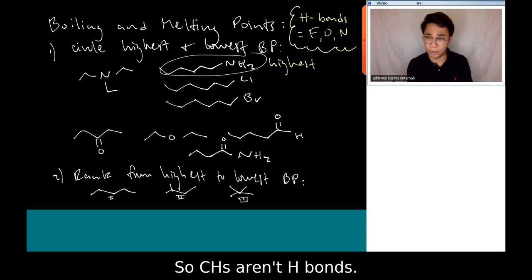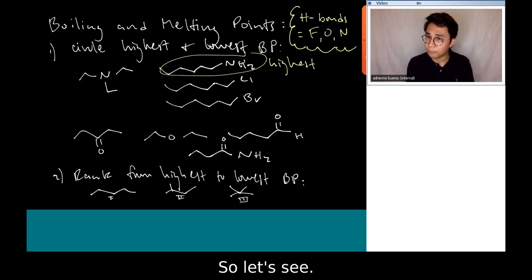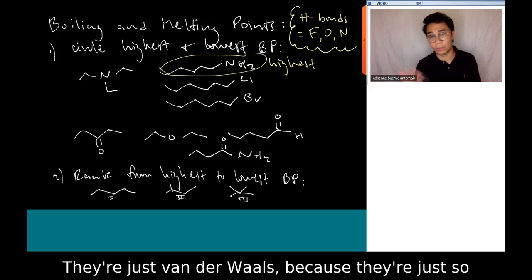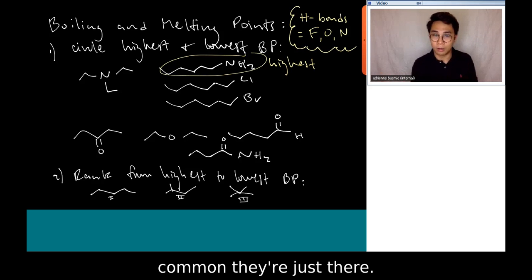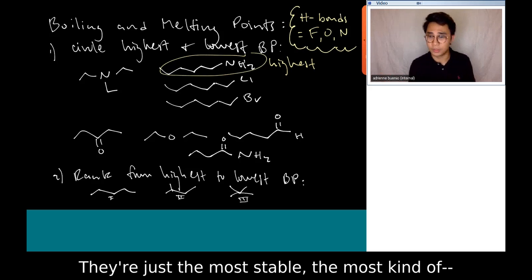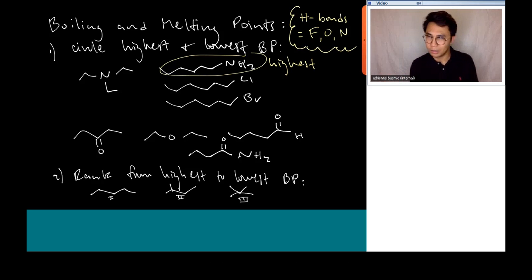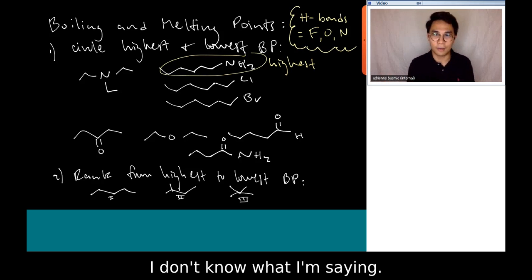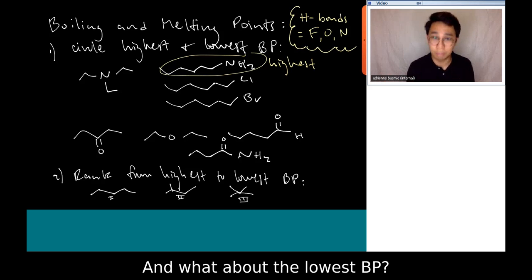So CHs aren't H bonds. Those are actually weak bonds. They're just van der Waals because they're just so common. Okay, so this is the highest. And what about the lowest BP? So what's our next criteria?